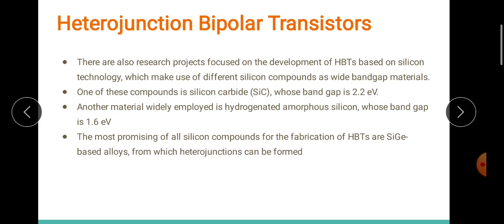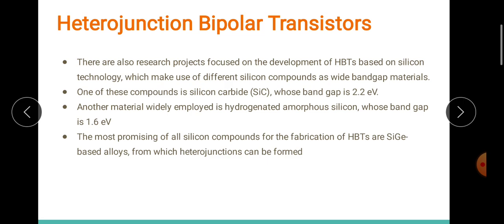We have various silicon compounds of wider band gap, and one such compound is silicon carbide, SiC, which has a band gap of 2.2 electron volt. If we recollect, the band gap of aluminum gallium arsenide was nearly 2 electron volt, so this is higher than that, right? Another material we use is hydrogenated amorphous silicon, whose band gap is 1.6 electron volt, again similar to that of gallium arsenide. So research is still going on replacing our conventional aluminum gallium arsenide with new silicon compounds. This can also develop new kinds of HBTs. Who knows? In the future we may have to study those compounds too, right?